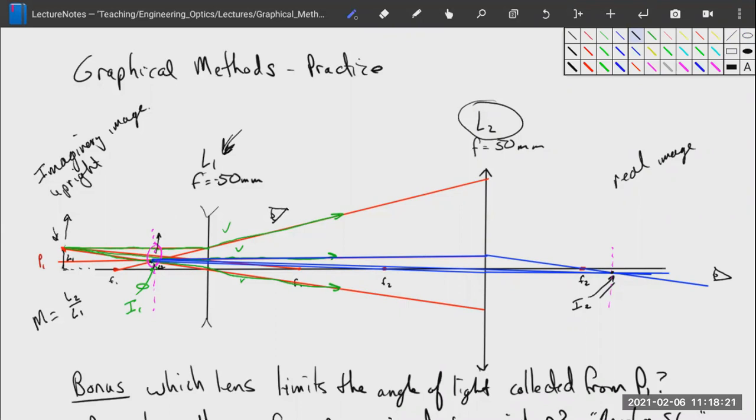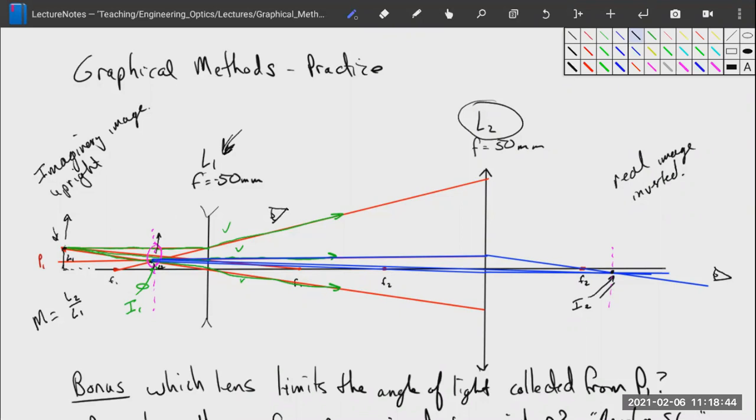So this is I2, it's a real image and it's inverted. And for our entire optical system, we can also look at that. We have this image for our entire optical system is also real and inverted, right? Because here's our object, it's on the opposite side of our optical axis than our original object. Is on the opposite side of our optical axis than our image.